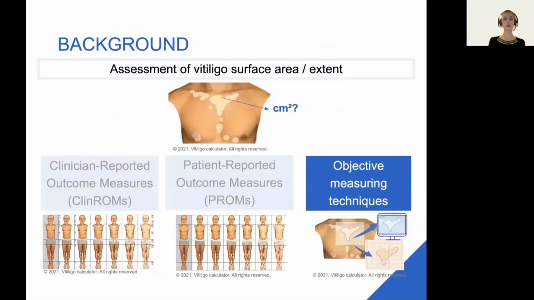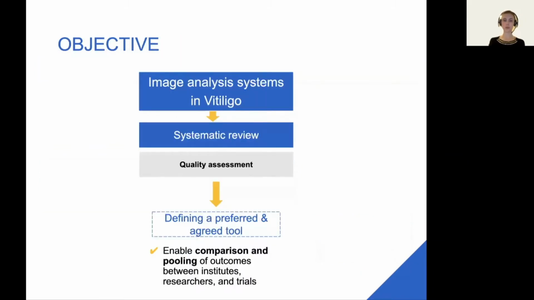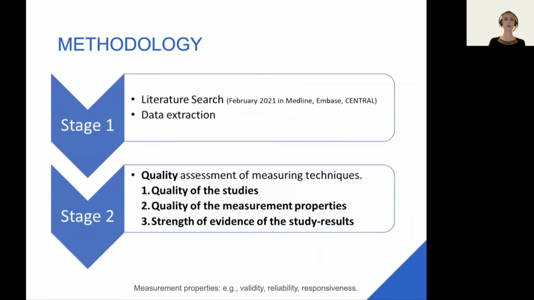To date, many different methods exist for the assessment of vitiligo extent. We will focus on objective tools like imaging techniques. Several kinds of objective measurement instruments are described in literature, but so far no preferred tool has been defined. Therefore, we performed this systematic review. This review was started with a systematic literature search, followed by summarizing and critically evaluating the quality of the different image analysis systems.